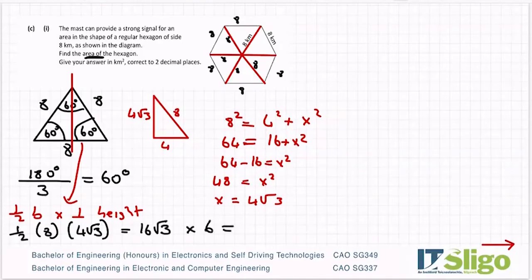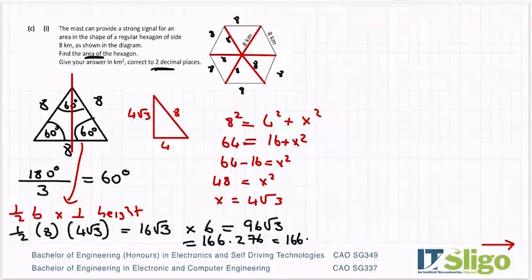Multiply that by 6 because I have 6 triangles, and I got 96√3. They don't want the answer as a surd, they want it as a decimal. So I'm getting 166.276, or 166.28 kilometers squared.